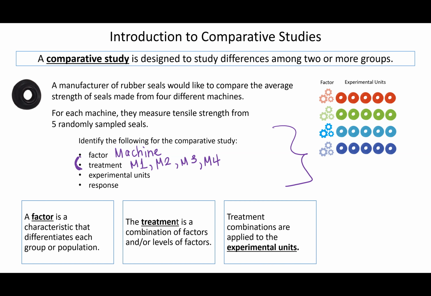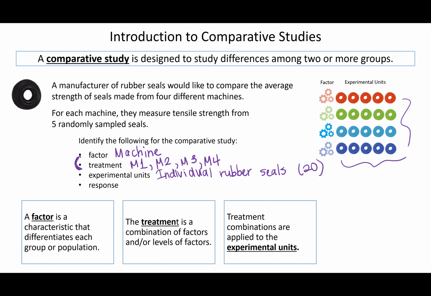Experimental units. So experimental units are the smallest units that you are applying a treatment to. So you could think of this as each rubber seal is being made from one machine. So the individual rubber seals. And so it looks like there's 5 from 4 machines. There's 20 of them, 20 experimental units.